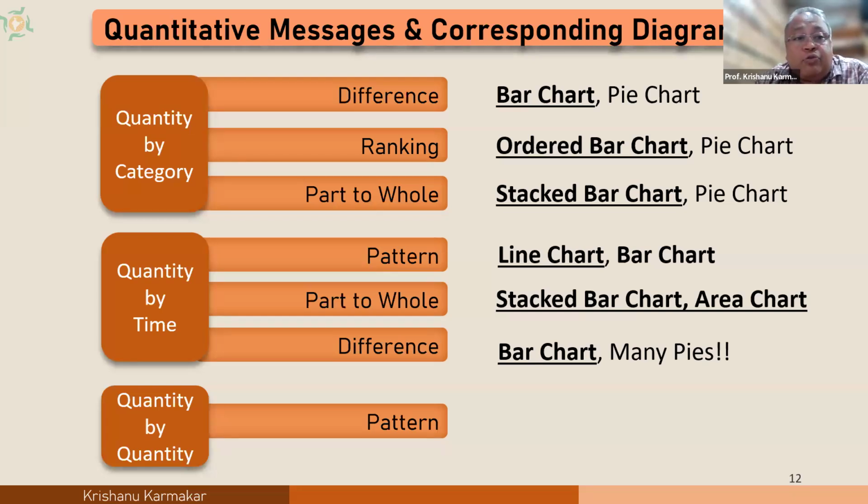Finally, when you are trying to show quantity by quantity, where the message is a comparison and the pattern in that relationship, we can use scatter plot. So this is basically the theory of data visualization in a very short time period. Data visualization is ultimately encoding of numbers in geometric shapes and their attributes.